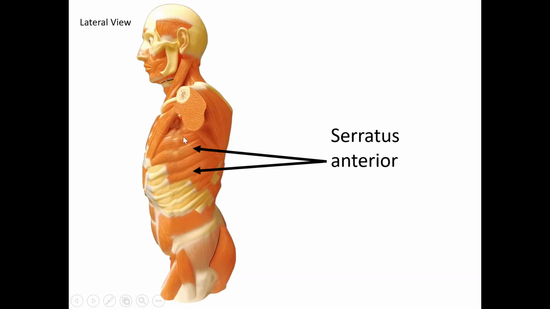From the side, you can see the serratus anterior. This gets its name from its serrated appearance. The serratus anterior is a prime mover to protract the scapula and hold it against the chest wall.